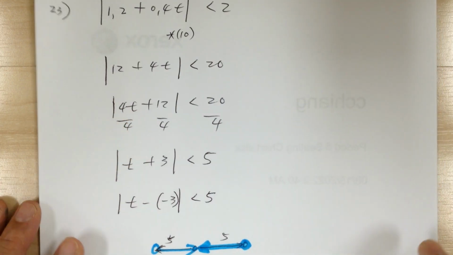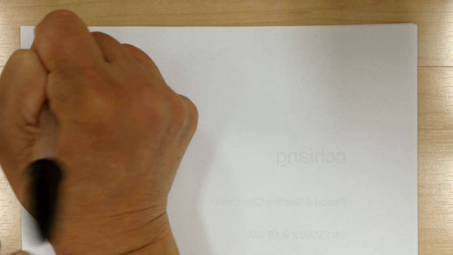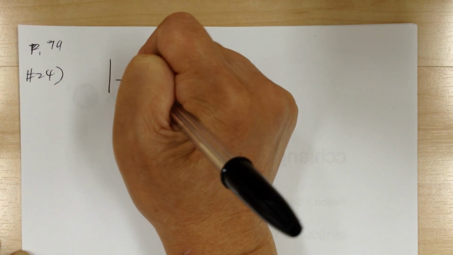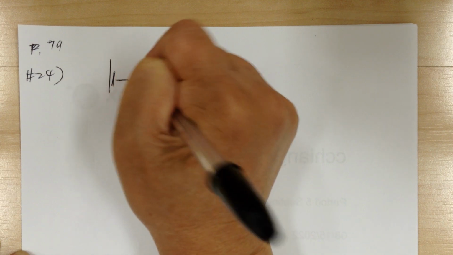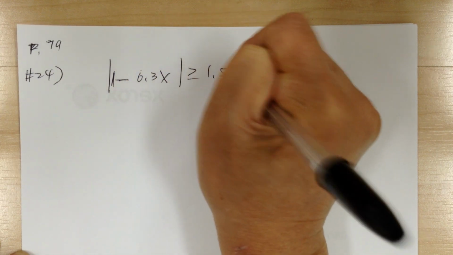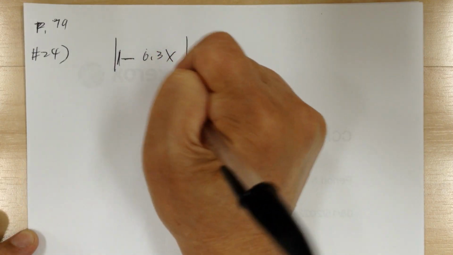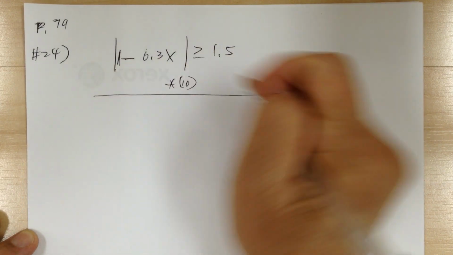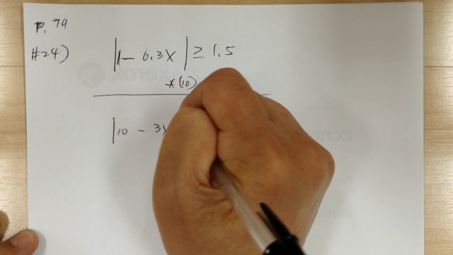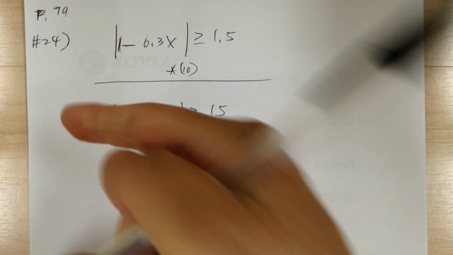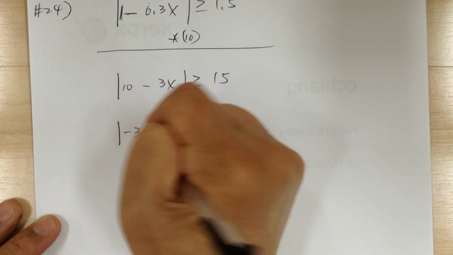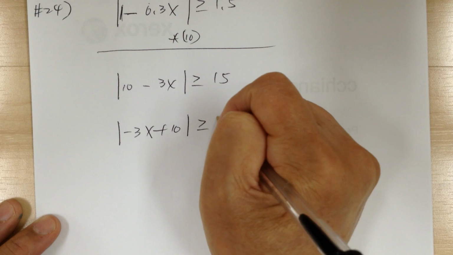Okay, so you can do all that when it's positive. Now there's a special case when the coefficient is negative, like number 24. You have the absolute value of 1 minus 0.3x greater than or equal to 1.5. Again, to get rid of the decimal, let's multiply by 10 first. So you got the absolute value of 10 minus 3x is greater than or equal to 15. Let's switch. So you got negative 3x plus 10 is greater than or equal to 15.